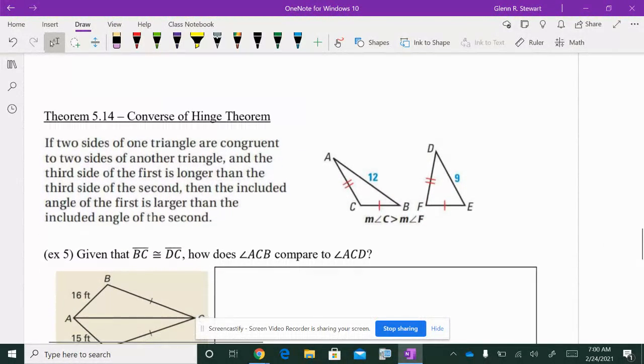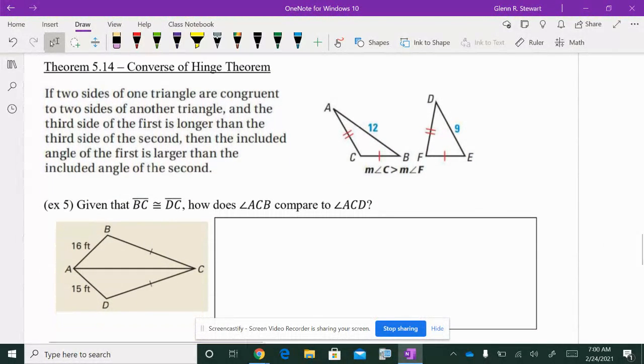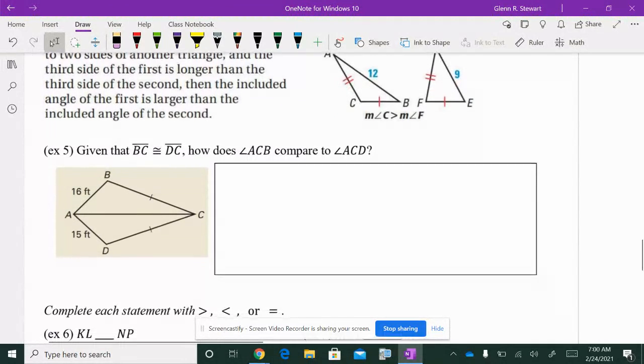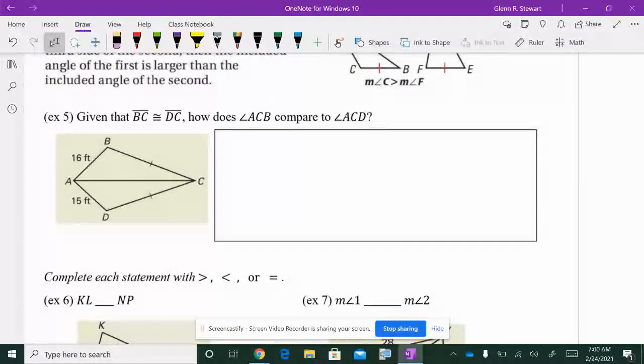The converse to this is if 2 sides of one triangle are congruent to 2 sides of another, and the third side of the first is longer than the third side of the second, then the included angle of the first is larger than the included angle of the second. Let me kind of show you here with example number 5, and hopefully this makes sense. I'll show you an example of the converse.